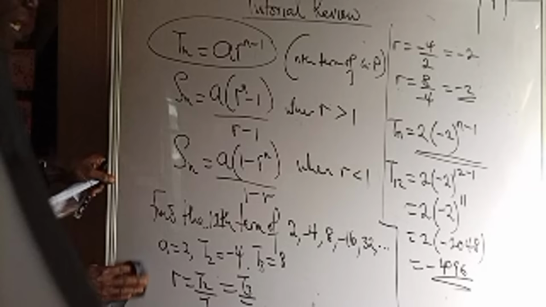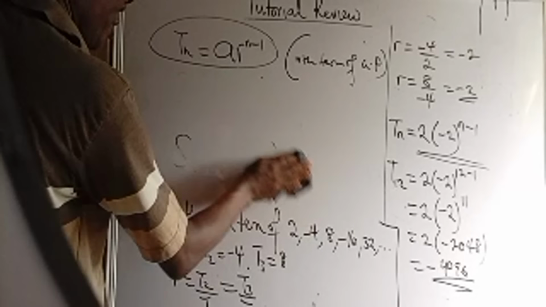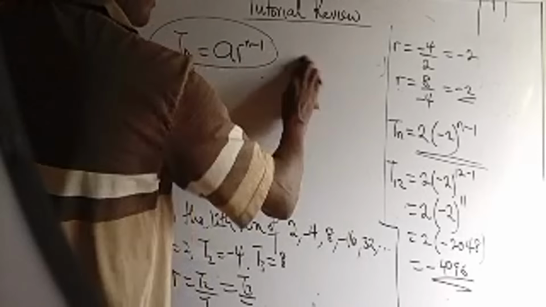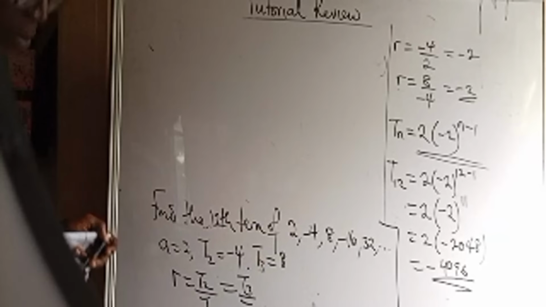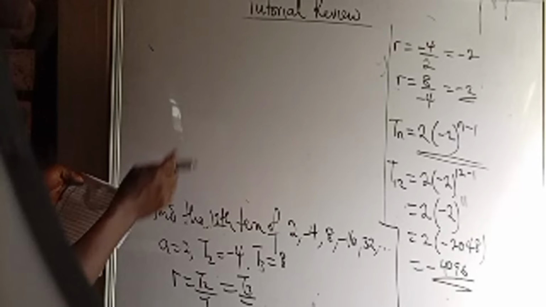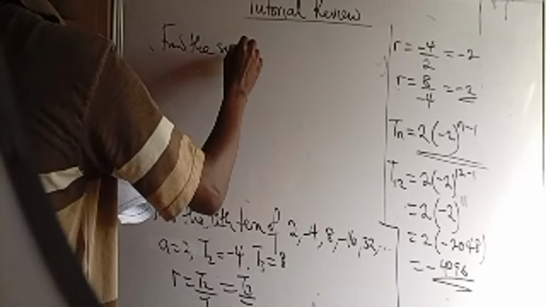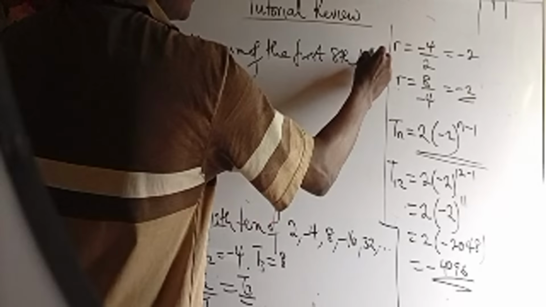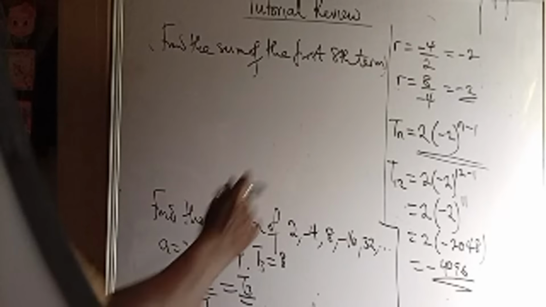We are using the same example so that it will make it easier for us to know the basic difference between the nth term and the sum of GP. Now, we want to use the same example. Let me rewrite the question. Find the sum. Let's say, find the sum of the first 8th term.